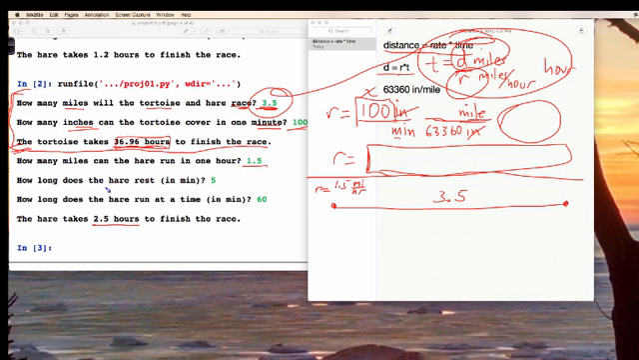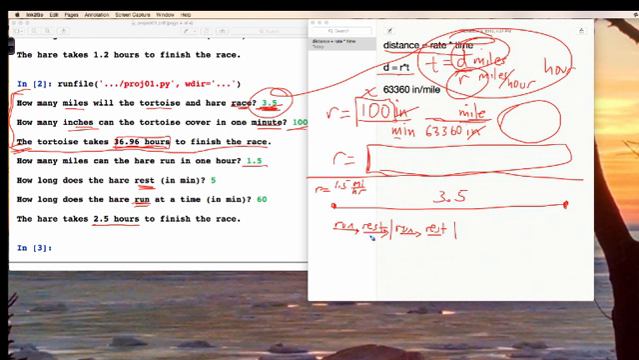So what's going on here? It looks like the hare is going to run, and then he's going to rest, and then run, and rest, and run, and rest, and eventually he's going to make it the 3.5 miles. I like to draw pictures. So what does the hare do? Well, he runs for a bit, and then he rests for a bit. And then he runs, and he rests. And we keep doing that until we get to the end of my 3.5 miles.